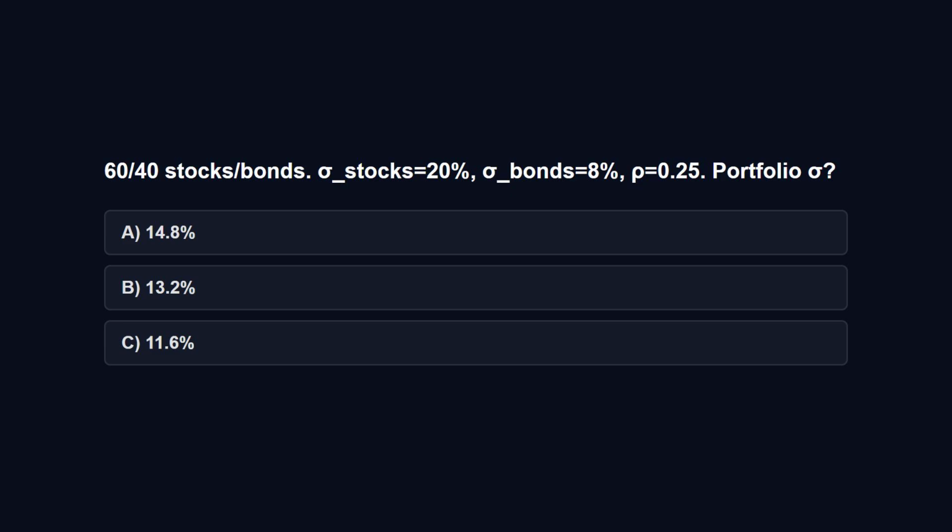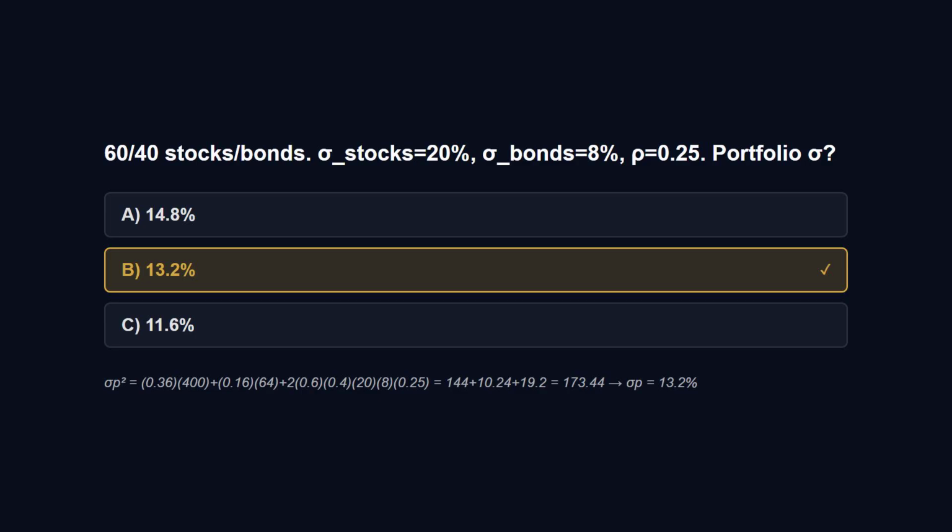Portfolio variance equals 0.6 squared times 20 squared plus 0.4 squared times 8 squared plus 2 times 0.6 times 0.4 times 20 times 8 times 0.25. That is 0.36 times 400, plus 0.16 times 64, plus 2 times 0.6 times 0.4 times 20 times 8 times 0.25. 144 plus 10.24 plus 19.2 equals 173.44. Square root of 173.44 is 13.2%.